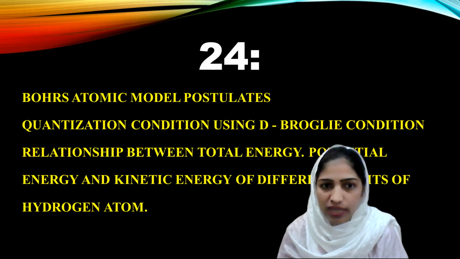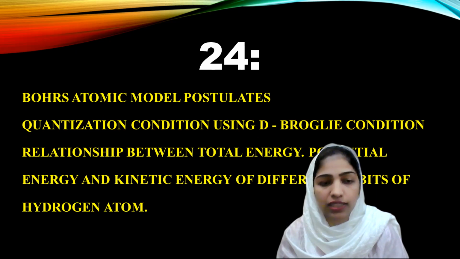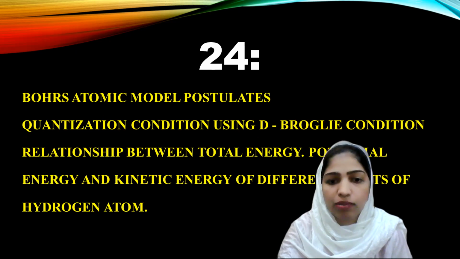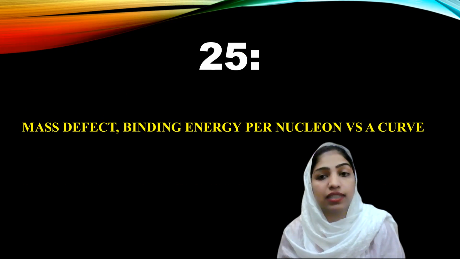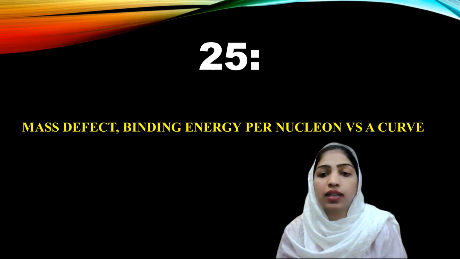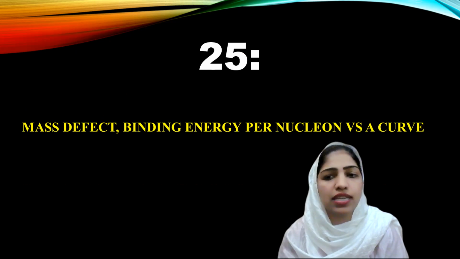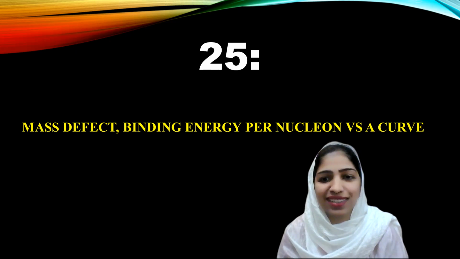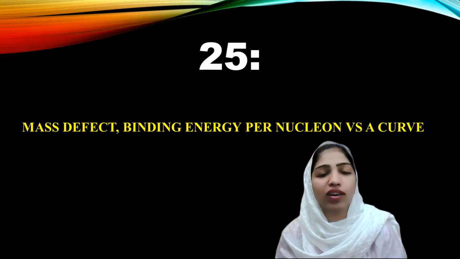Bohr's atomic model postulates. Quantization condition using de Broglie relation. Relationship between total energy, potential energy, and kinetic energy for different orbits of hydrogen atom. This is also highly probable. From the lesson nucleus, I think mass defect, binding energy per nucleon versus atomic number curve is there. Potential energy versus nuclear distance graph is also there. Please study these topics.